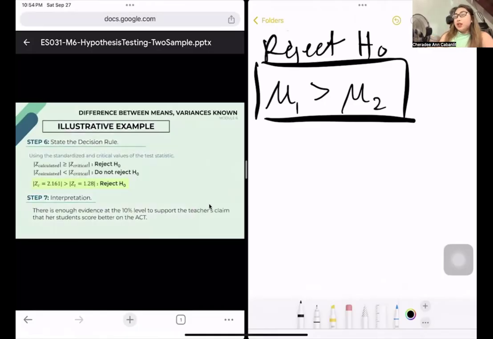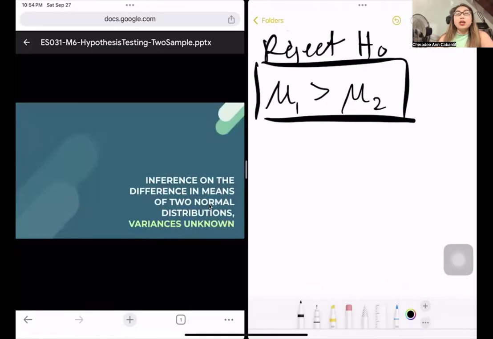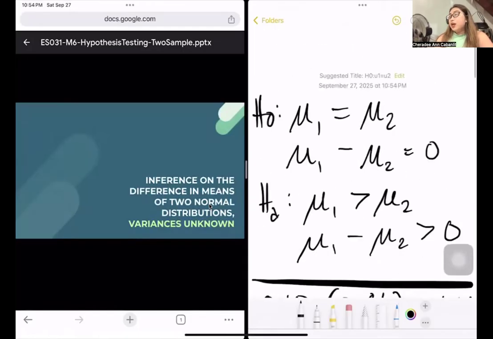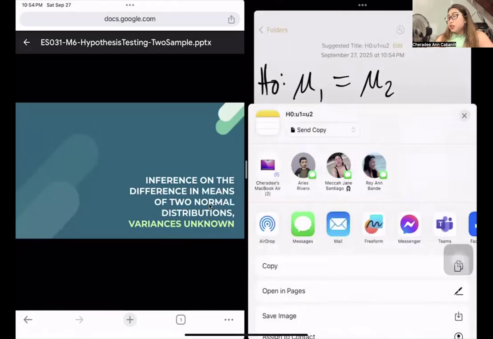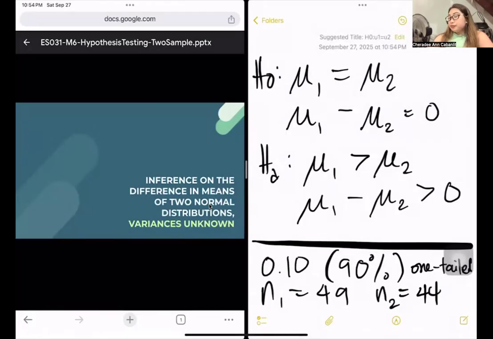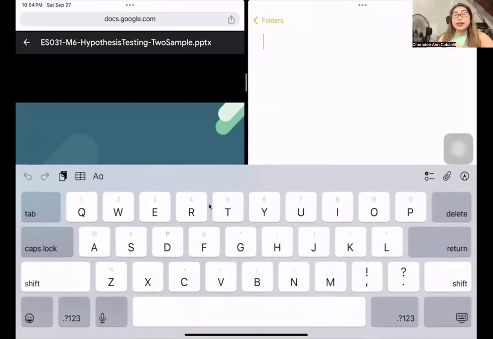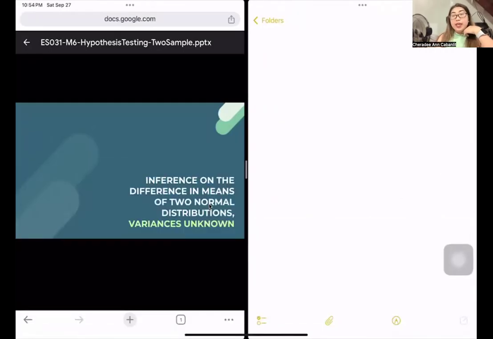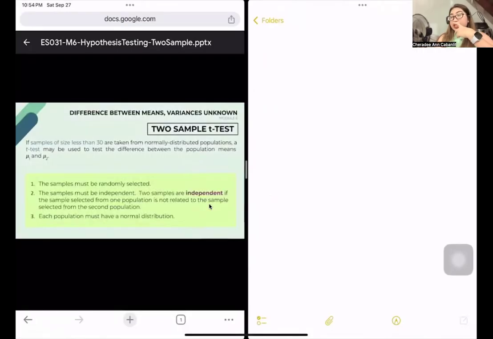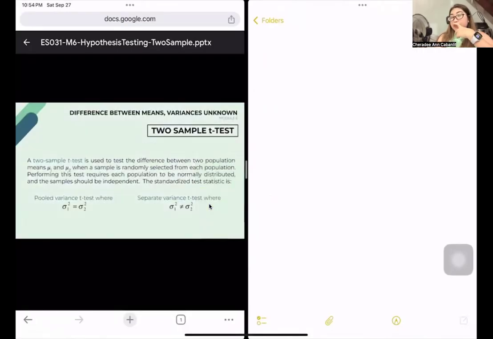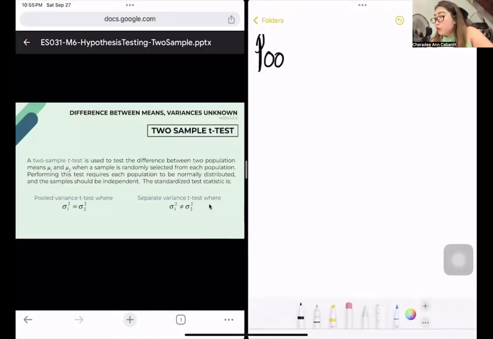Okay? So we're going to do the same, this time if the variances are unknown. So let me just save this image. Now, what if this time the variances are unknown and the value of n is now less than 30? So we will now use the t-test this time. Now, for the t-test, we have two types. The pooled variance. Wait. I think this value is too huge. Let me redo it.